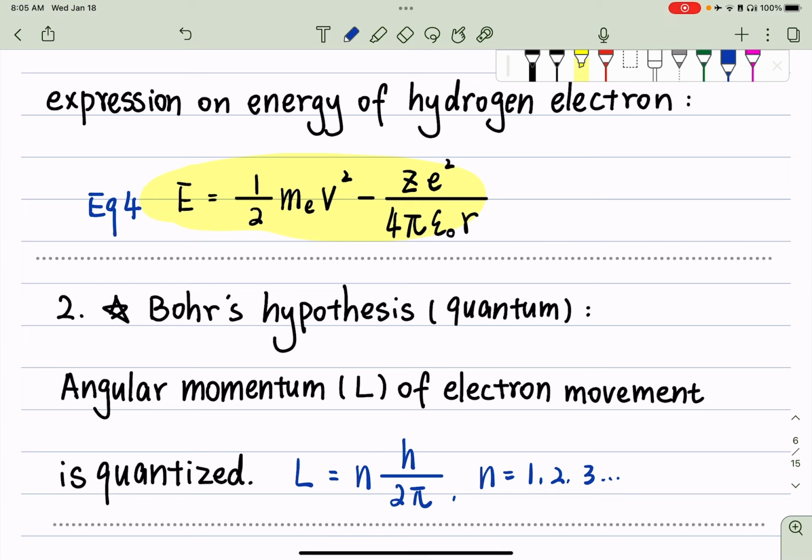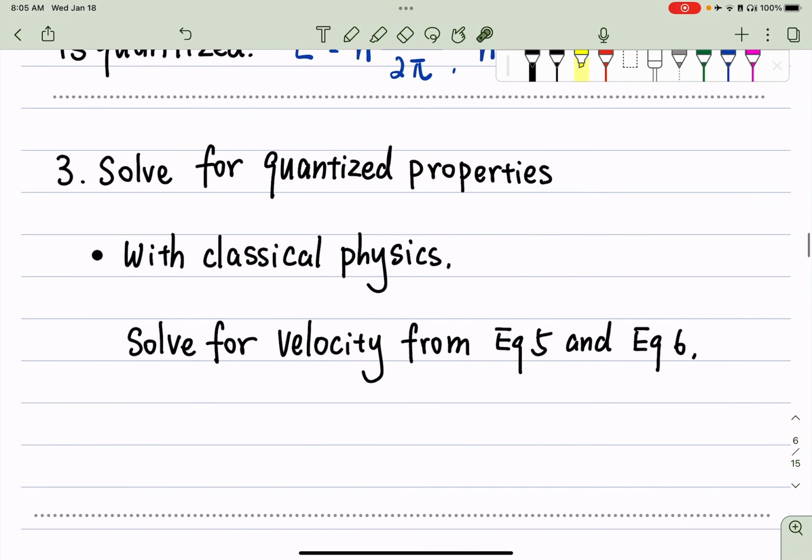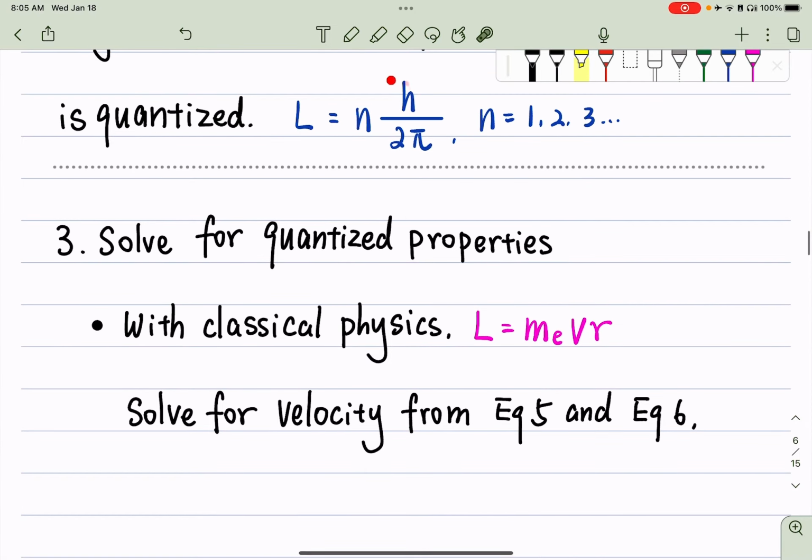So now we can solve for these quantized energy levels and quantized atomic radii. To do that, we'll need some classical physics information, so I'm going to give you that information here. Given classical physics, we have L equals m_e v r. Here L is the angular momentum. Remember that equals nh over 2 pi. That equals m_e, the mass of the electron, times velocity, times atomic radius.